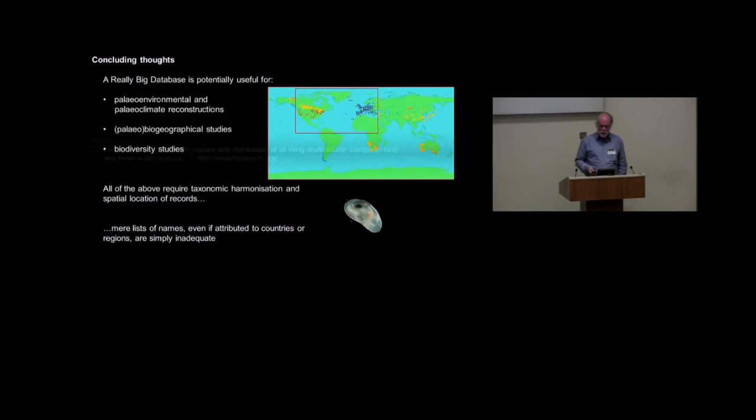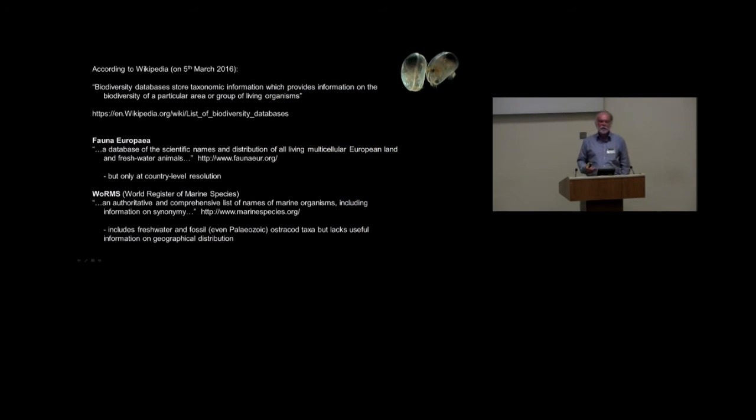And I want to make a couple of comments about just two examples. There seem to be a lot of so-called biodiversity databases on the internet now. A lot of them share the same data, at least as far as ostracods are concerned, and they share the same errors. According to Wikipedia, a biodiversity database stores taxonomic information which provides information on the biodiversity of a particular area or group of living organisms. I mean, we can argue about definitions and so on. But just to pick two examples, both of which I have been involved in at some stage. Fauna Europaea, a database of the scientific names and distribution of all living multicellular European land and freshwater animals. It does that, it lists them, but at least, certainly as far as the ostracods are concerned, it only does it at a country level resolution. So you can't make meaningful maps from it.